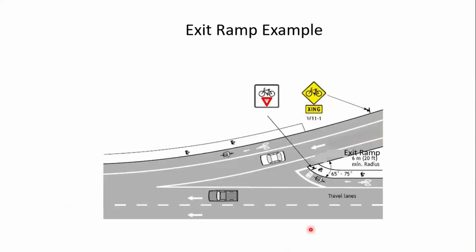Here's an exit ramp example. Exit ramp from a limited access highway. So that would be from the upper right here toward the lower left. So this, for example, this white vehicle that's in this sketch, it would have been traveling on a high-speed limited access highway, and now it's leaving that facility and coming onto the local street or road system.